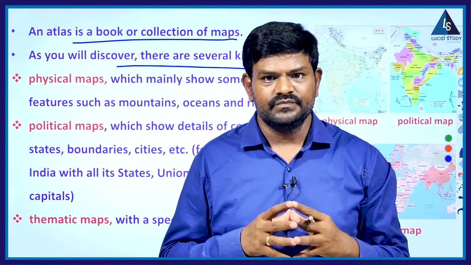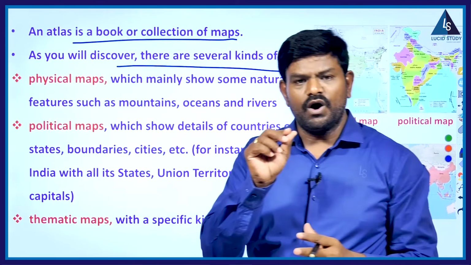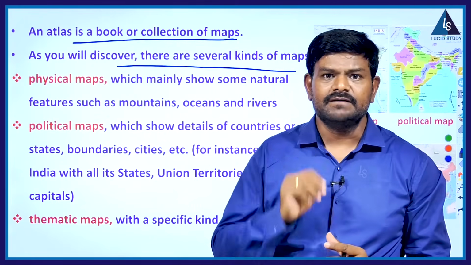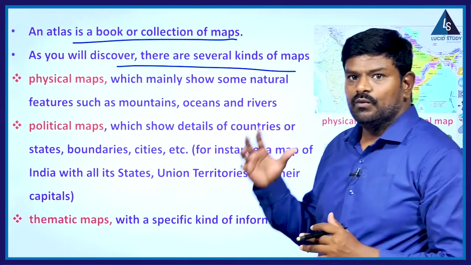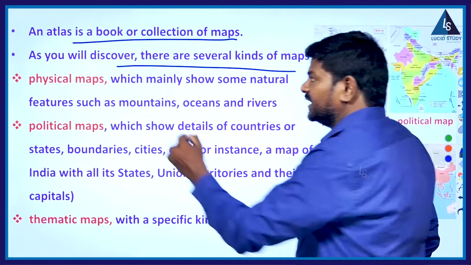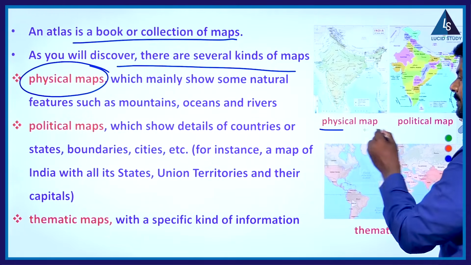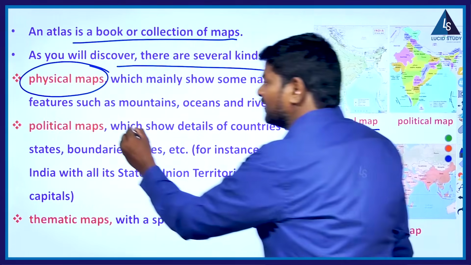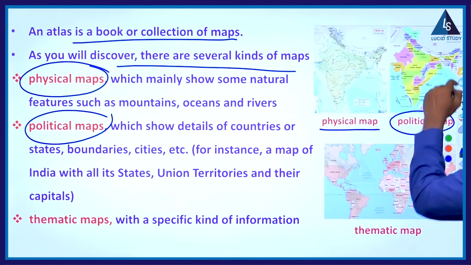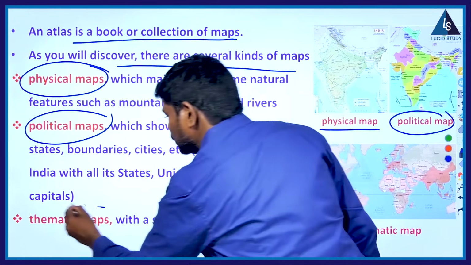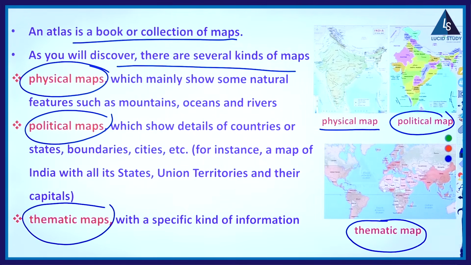What are those types? Basically, there are many categories, but at a very small level, we will be understanding about 3 types of maps. What are those 3 types? I'll tell you clearly. One by one, we will be learning it. Number 1, you have physical maps. Okay, so this is a physical map. And number 2, you have political maps. This is a political map. You can clearly see. And number 3, you have thematic maps. So this third map is called the thematic map.